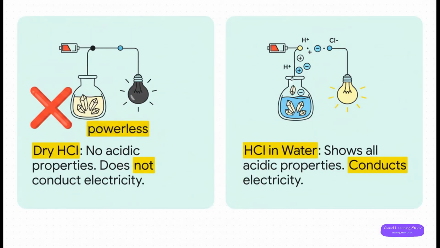Let's just zero in on that aqua piece for a second, because this is a big one. Take a look at this. Dry hydrogen chloride, or HCl gas, is basically powerless. It doesn't act like an acid at all. But the second you dissolve it in water, bam! It can suddenly conduct electricity and shows all those classic acidic properties. This is a favorite exam question, and now you know the secret. Water is the key. It's what unlocks an acid's power.